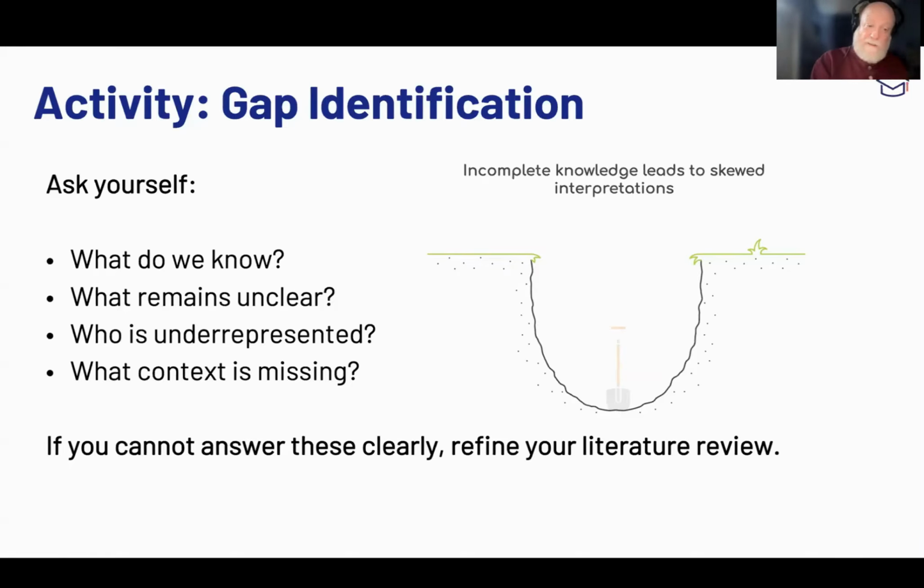So then we have to go to the literature to see what's there. What remains unclear about what other researchers have already done around this topic? Maybe who is being underrepresented, or what context is missing. If you can't answer these questions really clearly, then you probably need to refine your literature review.